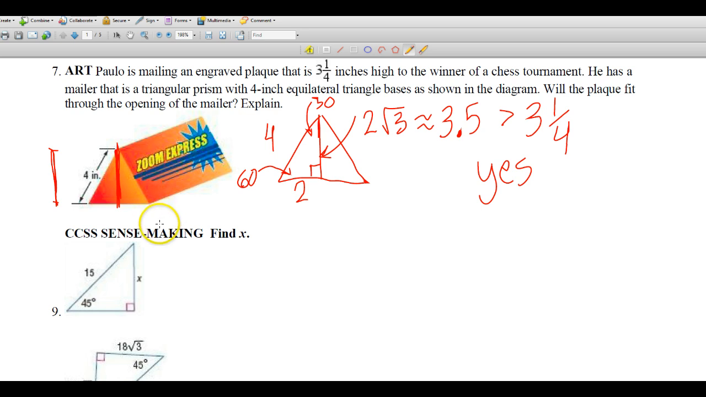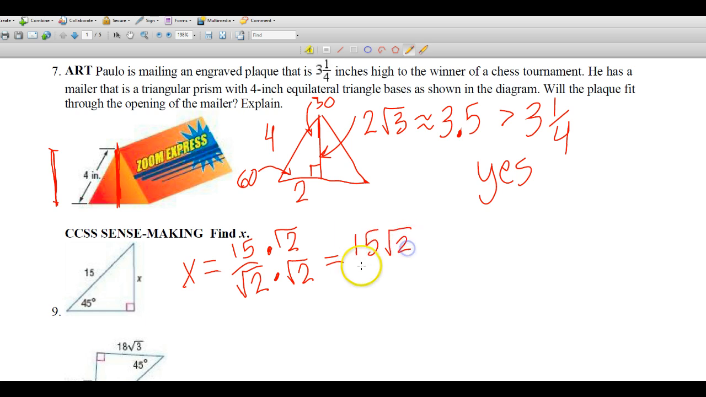For number 9, to find the value of x in a 45, 45, 90, the leg is equal to the hypotenuse divided by the square root of 2. So we need to rationalize our denominator. So we'd multiply the numerator and the denominator both by the square root of 2, and we would get 15 square root of 2 over the square root of 2 times the square root of 2 is 2.